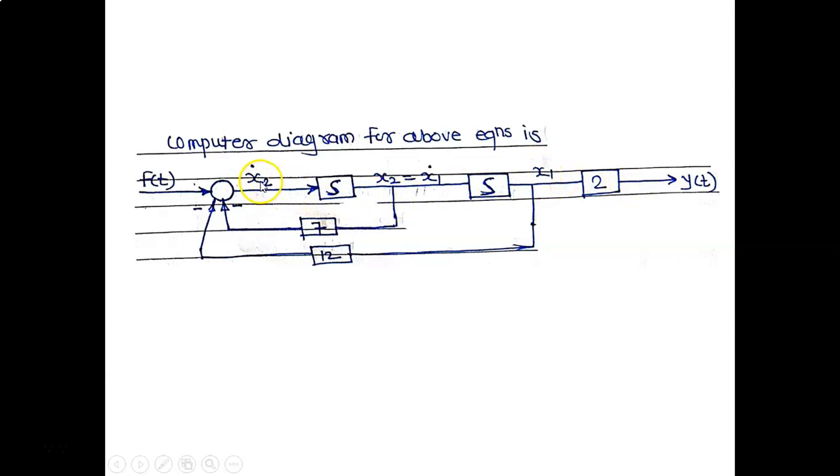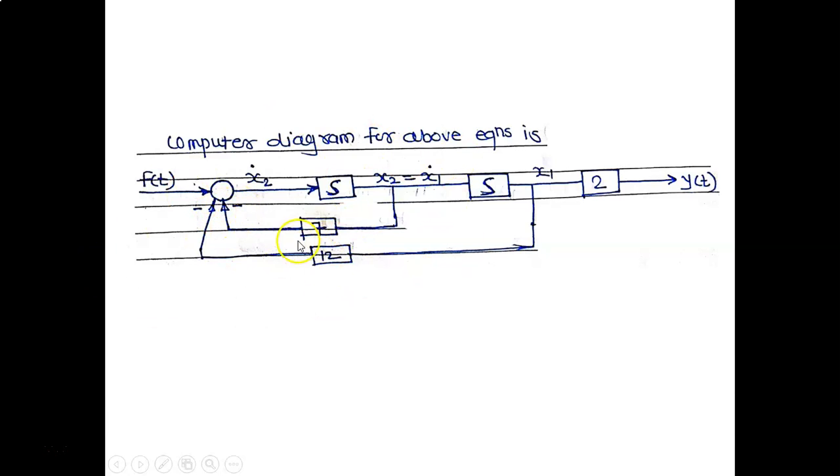Now x2 dot is equal to what? f(t) minus 12x1 minus 7x2. Therefore, from x1 we have to take one signal, a takeoff point, and in that backward path we have to provide one element whose value is 12, the transfer function. Its signal is negative. Similarly, from x2 we have to take a takeoff point and feed back to the summing point along with the transfer function 7. Therefore 7x2, its signal is negative, therefore minus 7x2. Therefore x2 dot is equal to f(t) minus 7x2 minus 12x1.